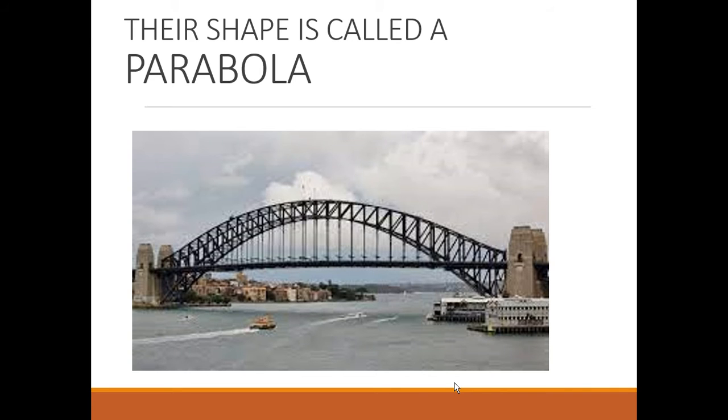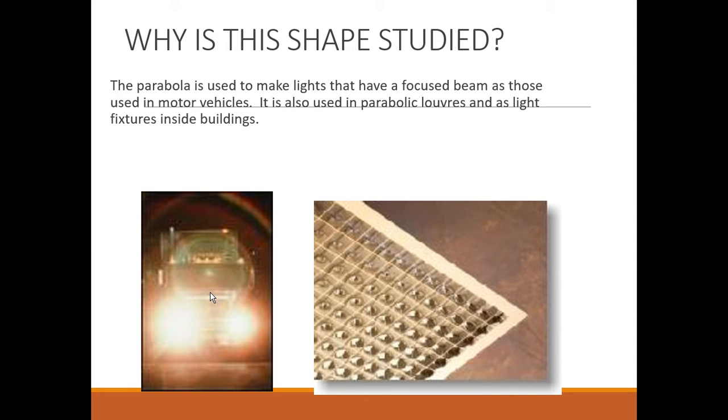We also see in this bridge, it's formed, we see the curve looking like the parabola. And so that is what the shape is called. So the shape is called a parabola, but the function is a quadratic function. And a quadratic function is a function with the x in the second degree. Okay. And so why is this shape studied?